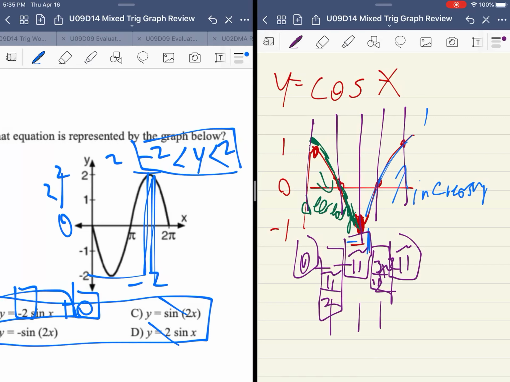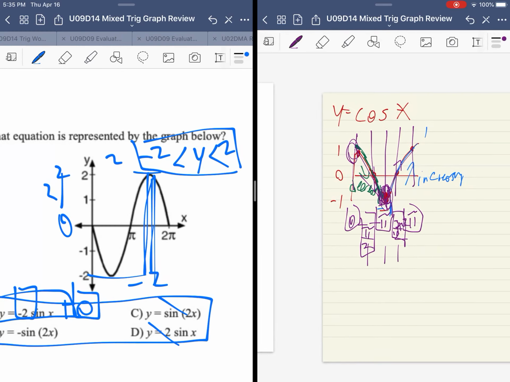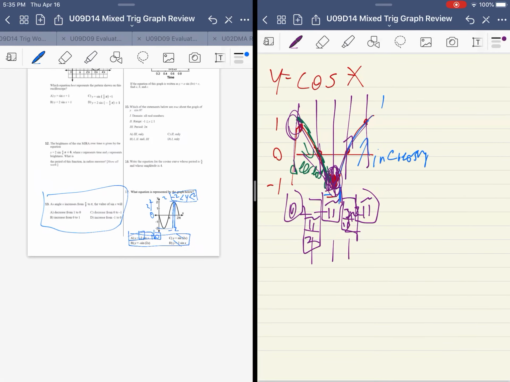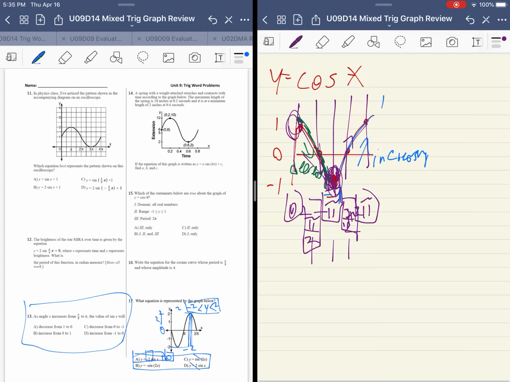So this graph is actually decreasing from 0 to pi, and it's increasing from pi to 2 pi. And that's pretty much all you should need to answer these questions. They're all just variations of these things.